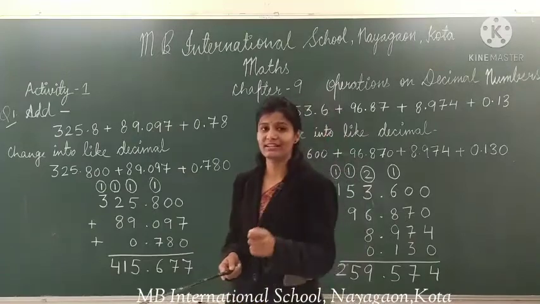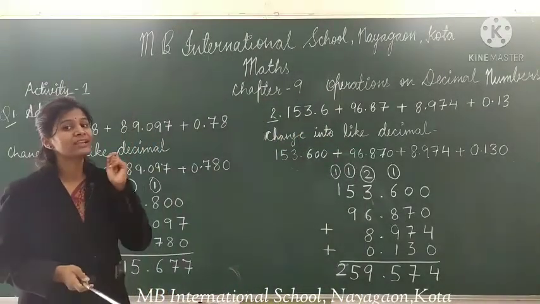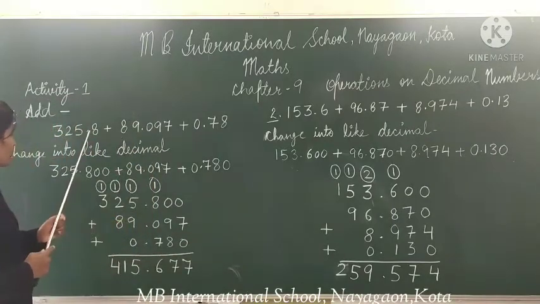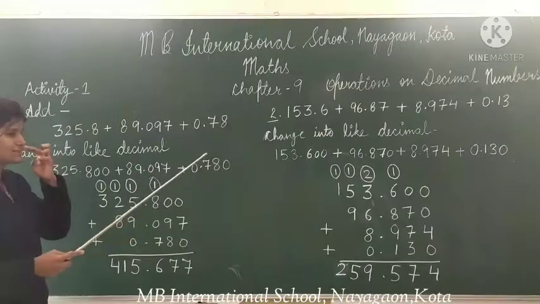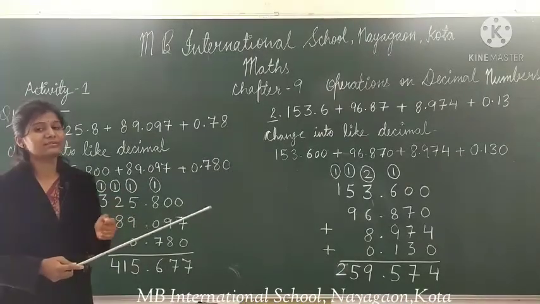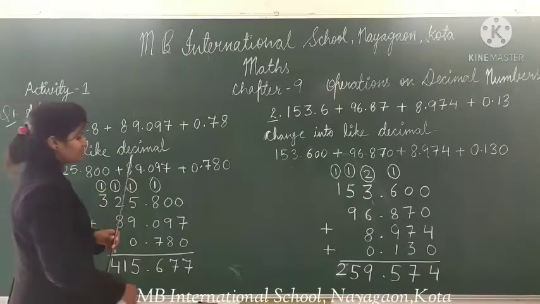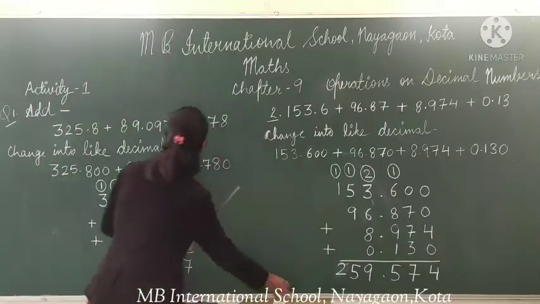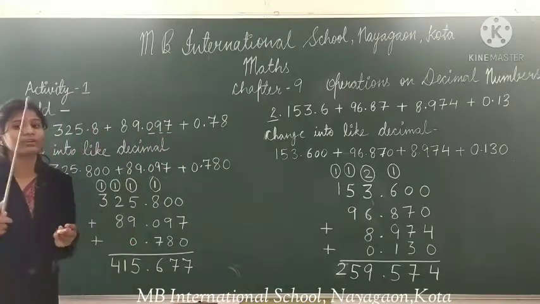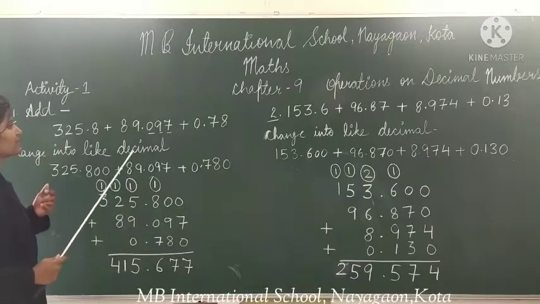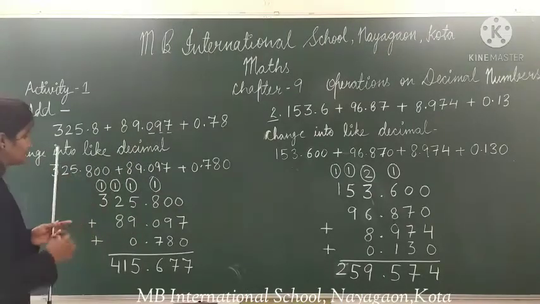Like decimal में कैसे convert करते हैं? Decimal places same होनी चाहिए. सब decimal numbers में decimal places same होनी चाहिए. Like 0.8, 0.097, 0.78. Which number has the highest decimal places? किस नंबर में highest decimal places है? 89.097. It means 89.097 has the highest decimal places. जो आपको like decimal में convert करना है तो सब में कितने decimal places होने चाहिए? 3. Like tenths, hundredths and thousandths.